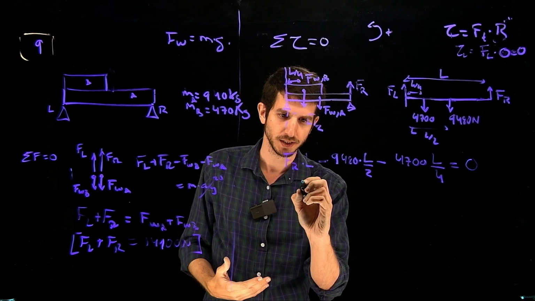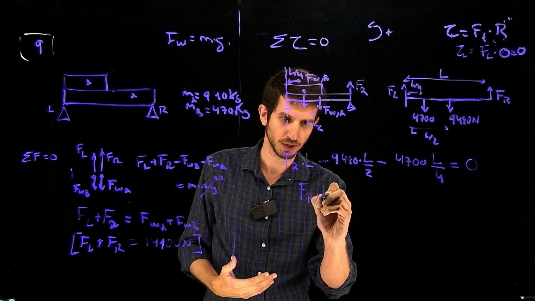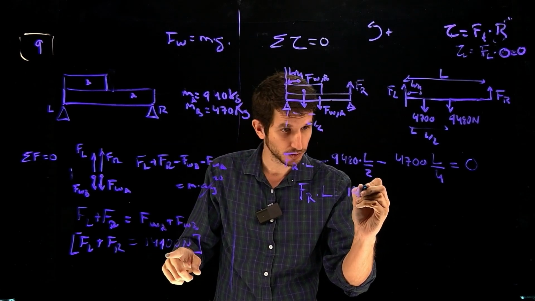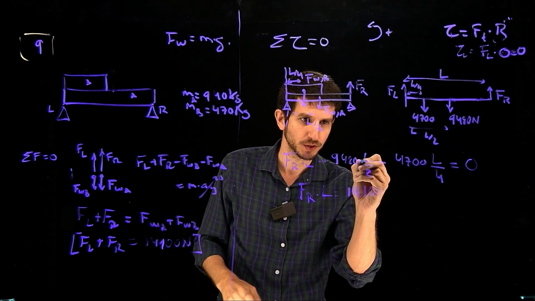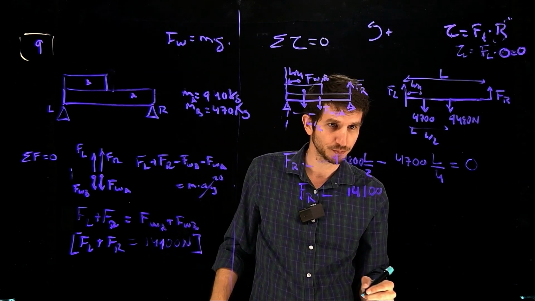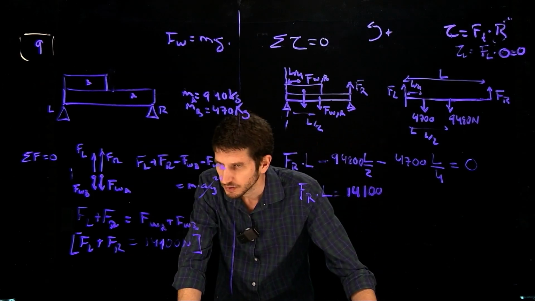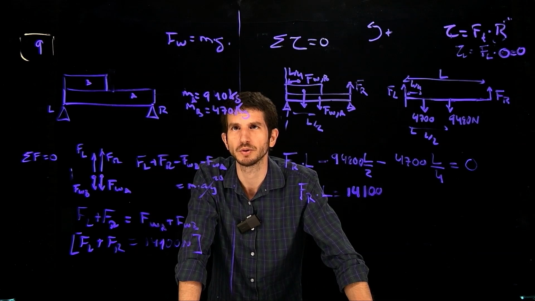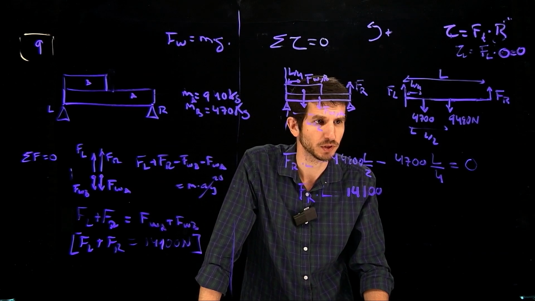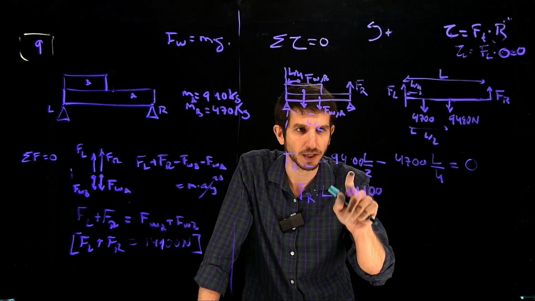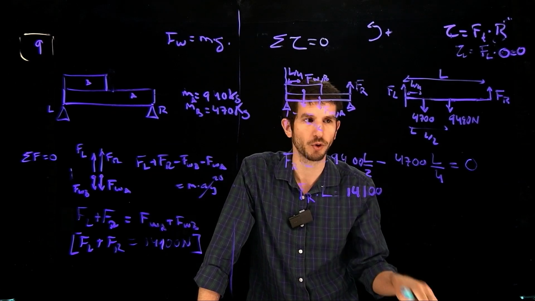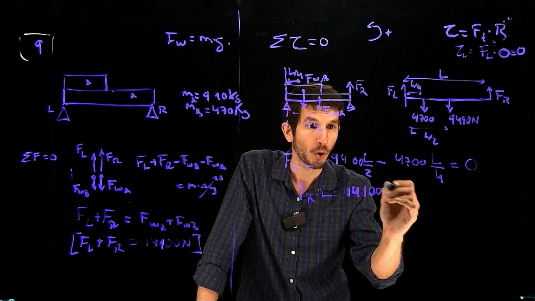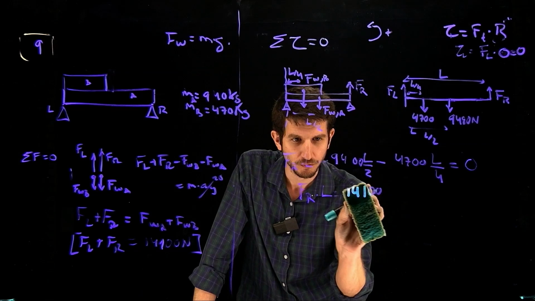So what that means is that F sub R times length is going to be equal to 14,100. There's a 0 missing here. So 14,000. Does that make sense? It's going to be 1410, yeah, 1410. So where did I make a mistake? There's no 800 in here, that's a 0. So that's 9,400. Okay, that's 14,100. Oh, no. Sorry.